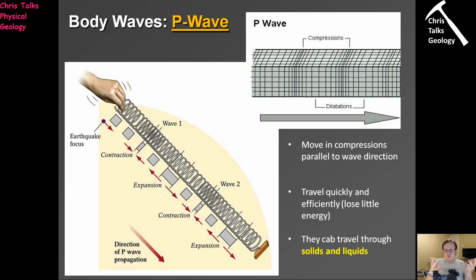In theory, it can also move through gases. It doesn't do it very well, but it can move through gases by pushing one, let's say, molecule of oxygen towards the next molecule of oxygen, and then that molecule of oxygen will get pushed away to interact with another molecule of oxygen. So P waves move fastest through solids, slower through liquids, and slowest through gases.